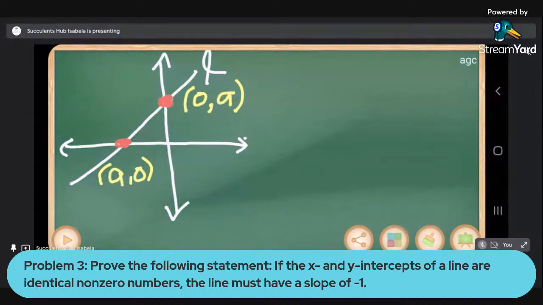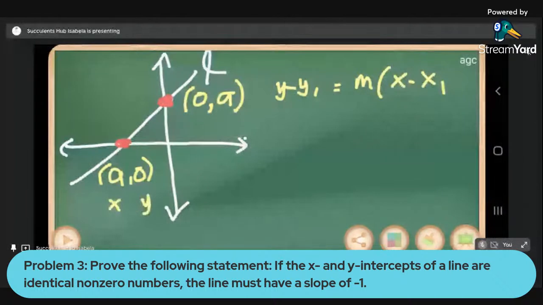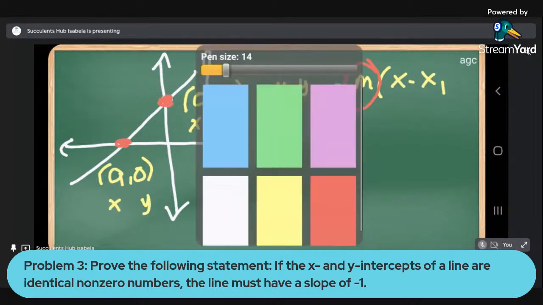Okay, so we make use of y minus y1 is equal to m times x minus x sub 1. So this could be your x, this is y, this is x sub 1, y sub 1. Okay, so substitute lang natin and tignan natin if the m that we will arrive at is negative 1. Kasi yun yung pinapa-prove sa atin.